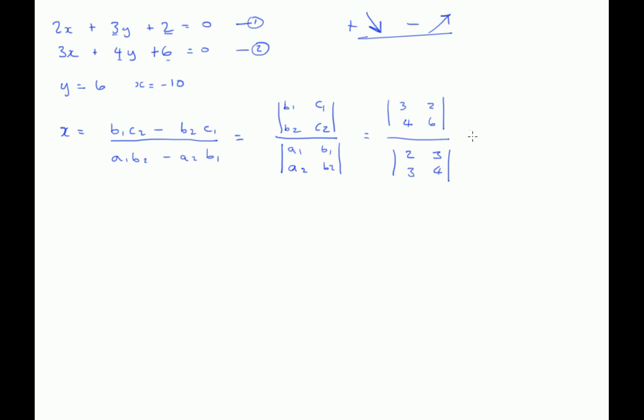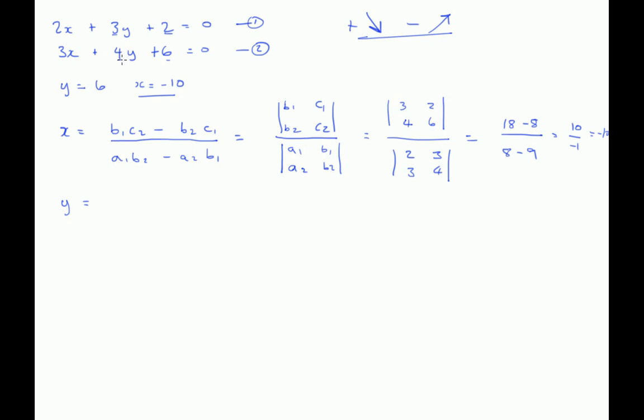Okay, such that we got x is equal to, if we do the determinants, 3 6s are 18, minus 2 4s are 8, divided by 2 4s are 8, minus 3 3s are 9, which gave us 10 over minus 1, which gave us minus 10 as the solution. Similarly, we can do the same or a similar thing to solve for y, which we found using standard simultaneous equation elimination methods. We found that y was equal to 6. Again, that's in the previous video.